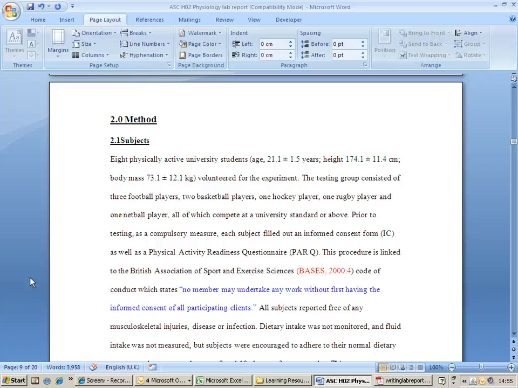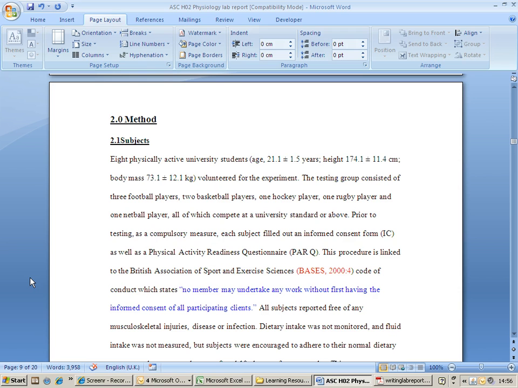Okay, so this video will look at the next section within a lab report, which is the method section. Now this section should be written so that someone else can repeat the experiment just by reading your method section. A key point throughout is to include enough information for replication. So try not to include unnecessary information that you don't think has any bearing on the results of your study.